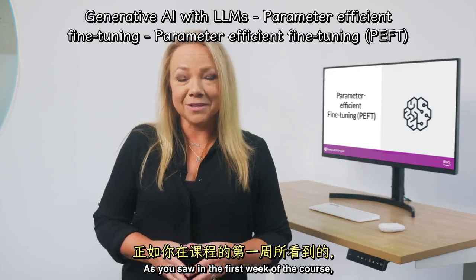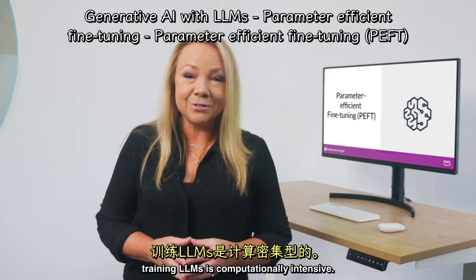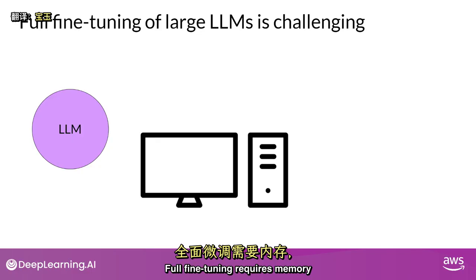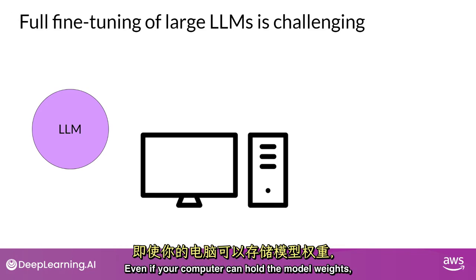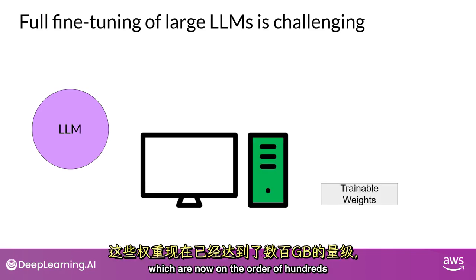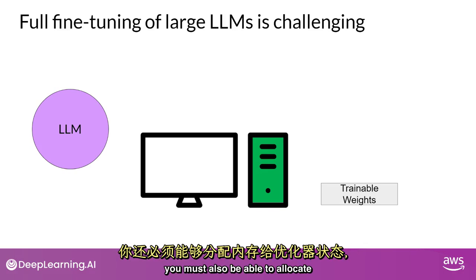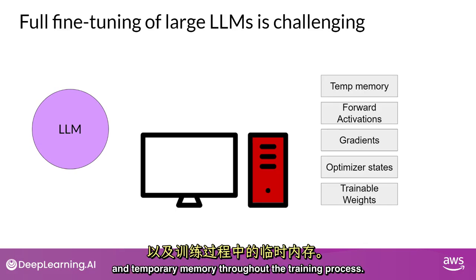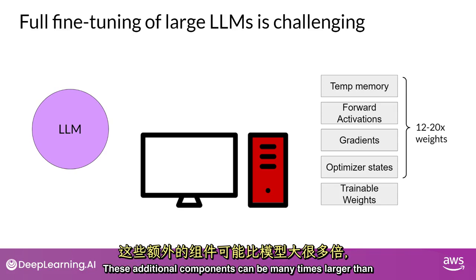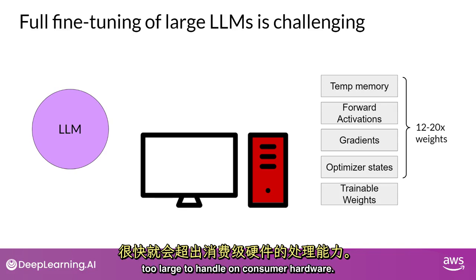As you saw in the first week of the course, training LLMs is computationally intensive. Full fine-tuning requires memory not just to store the model, but various other parameters that are required during the training process. Even if your computer can hold the model weights, which are now on the order of hundreds of gigabytes for the largest models, you must also be able to allocate memory for optimizer states, gradients, forward activations, and temporary memory throughout the training process.